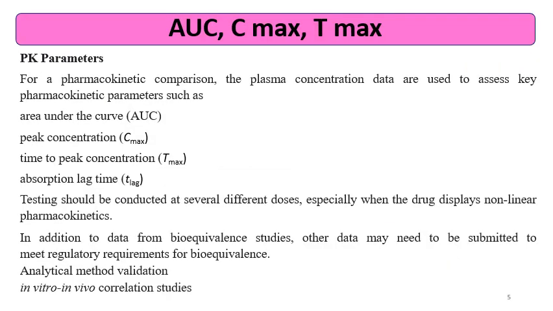Then what are the PK parameters? The main PK parameters are AUC and Cmax, which are measured, and also Tmax is required for some of the formulations. So PK parameters are AUC and Cmax. For a pharmacokinetic comparison, the plasma concentration data are used to assess the key pharmacokinetic parameters like AUC, that is area under the curve, peak concentration, that is Cmax, and time to reach the Cmax is called as Tmax.